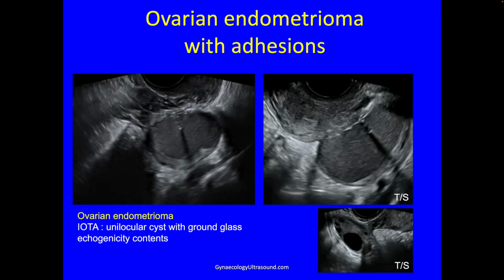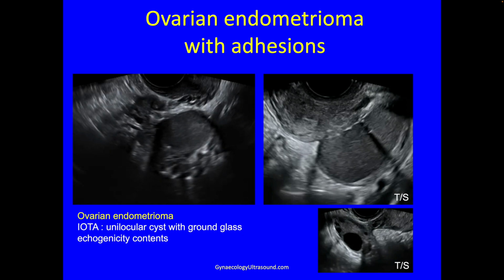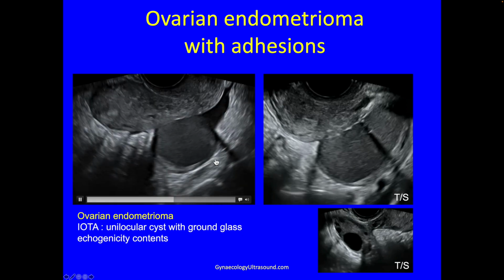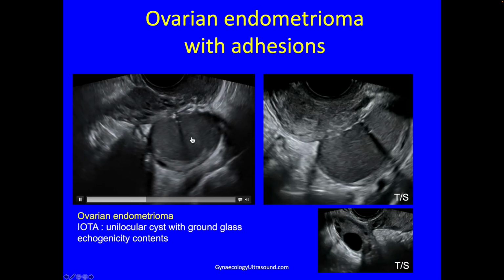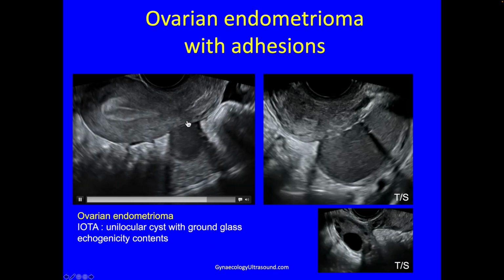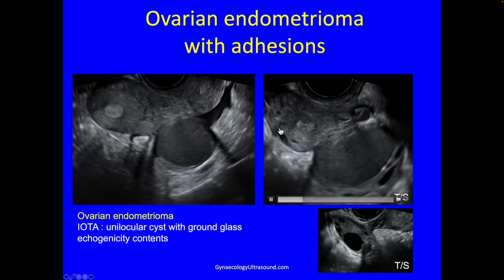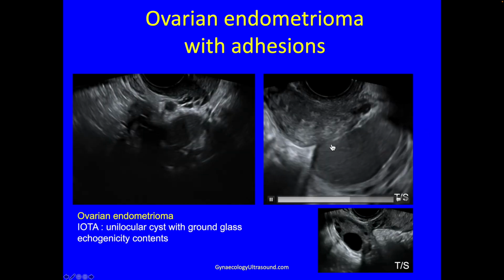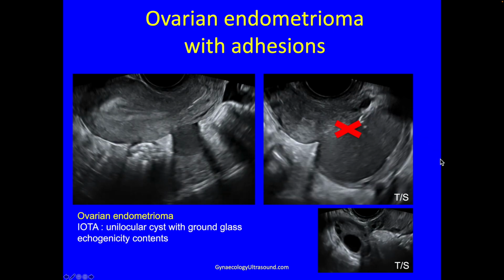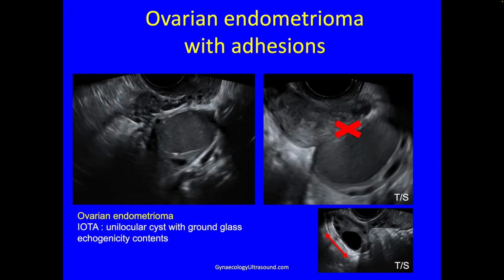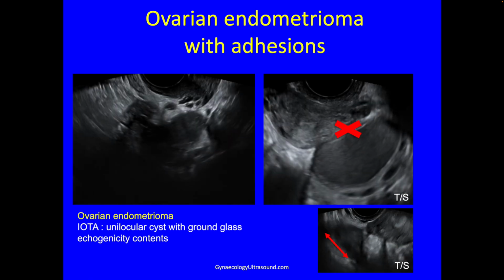Next thing to look for is ovarian endometriomas with or without adhesions. And in this case, again, you can see a unilocular cyst with ground glass echogenicity cyst contents. It's located at the level of the torus and uterosacral ligaments again. And if we go transverse on that, patient's right, patient's left, you can see that that ovary is adherent to the uterus. Compare that to the other ovary where you've got a nice cantilevering of the ovary with some very gentle probe pressure.